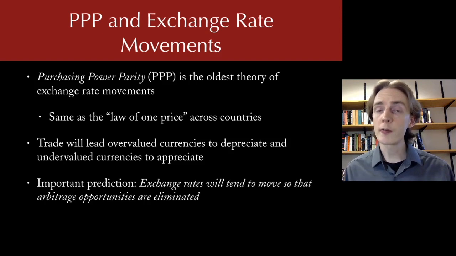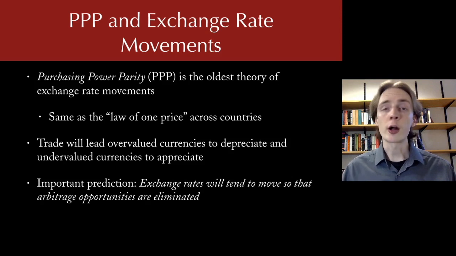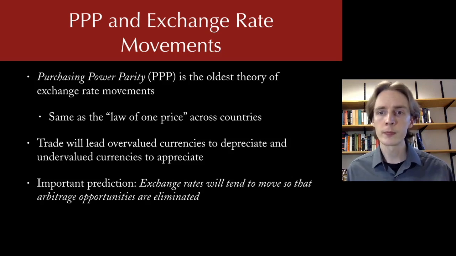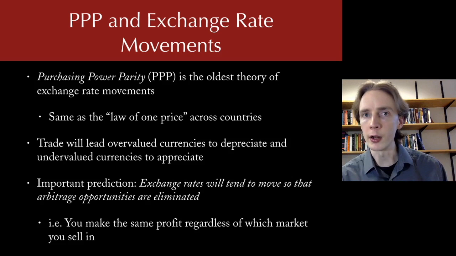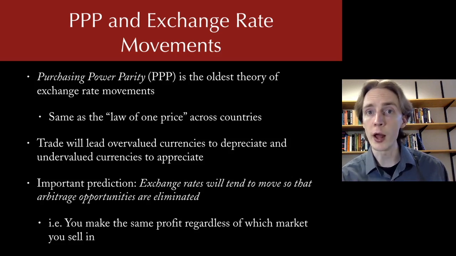So the prediction of purchasing power parity is that either price levels or exchange rates are going to move such that there are no arbitrage opportunities anymore. Either prices are going to fall in Switzerland or the exchange rate is going to move to where you can't arbitrage that anymore. Same thing for South Korea. Either prices are going to rise or the exchange rate is going to fall. And the end goal of this arbitrage is that arbitrage opportunities are going to be eliminated in the long run.